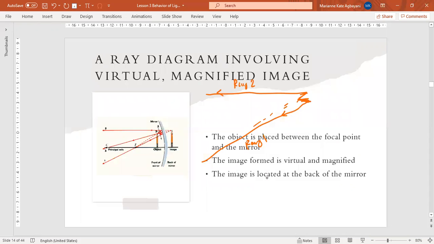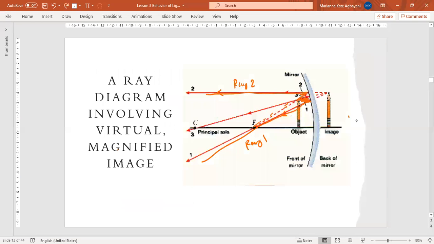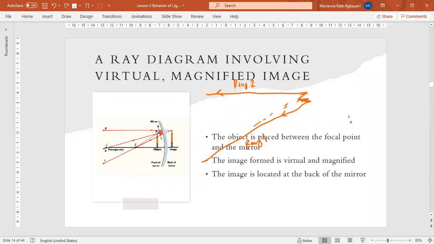So the object is placed in our ray diagram involving a virtual magnified image. The object is placed between the focal point and the mirror. It is between the focal point and the mirror.